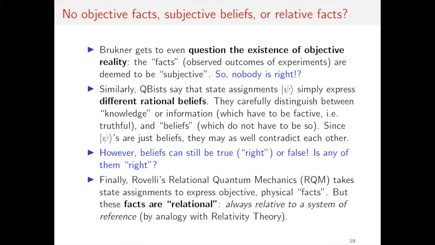Quantum Bayesianists would say that the state psi of the system just represents the beliefs of an agent, and beliefs of course can be wrong, they can contradict each other, so that's fine. But we would say, well, beliefs should also be able to be right. So is any of that right? Which observer is right? What does Rovelli say? He says that the state assignments do express objective facts, so that's different from Brukner, but they are facts that are relational. So they're always relative to a system of reference, like in relativity theory. So there are many solutions in the literature.